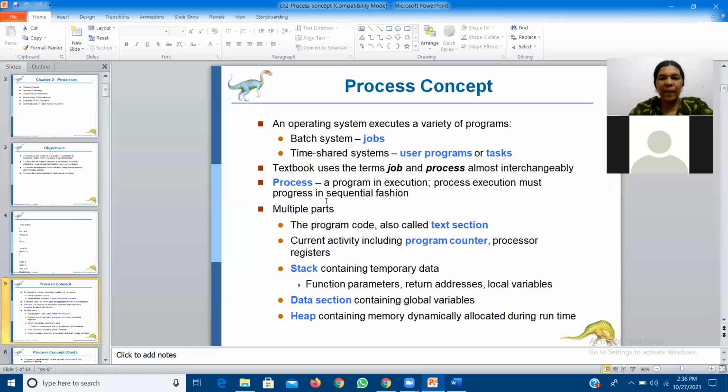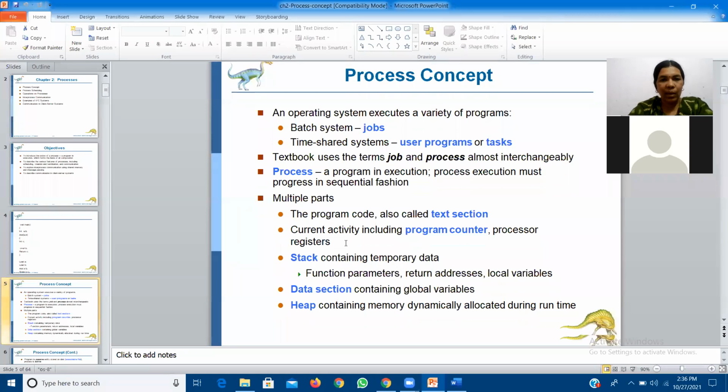A program is a passive entity, and a process is the active entity which is going on at that moment. With respect to resources, a program requires only storage, but a process requires other resources like CPU, input output devices, etc. Further, we discussed process in terms of its contents. A process consists of three sections: text section, data section, and stack section.